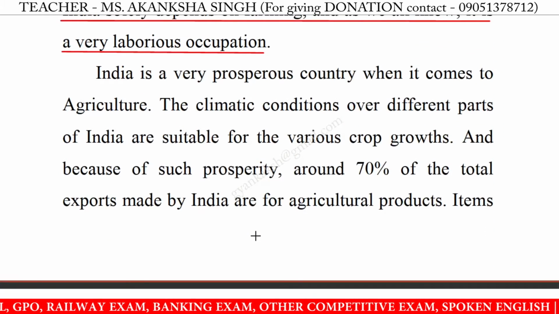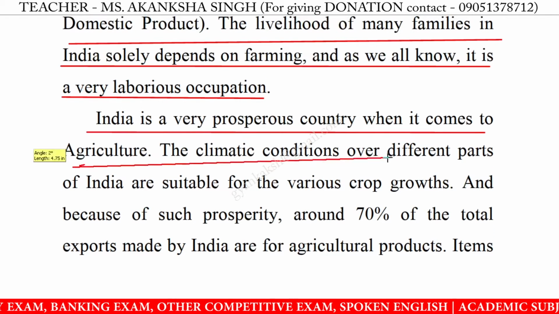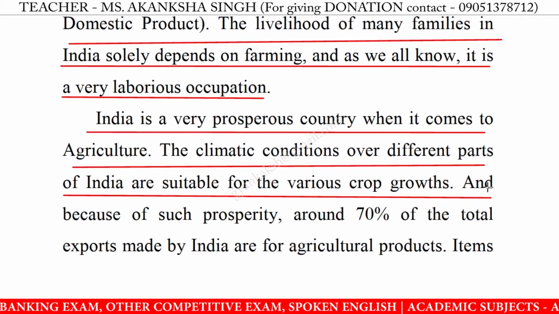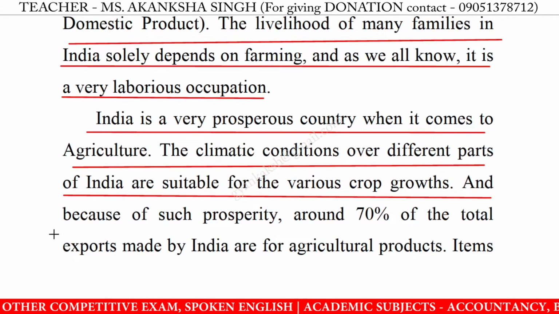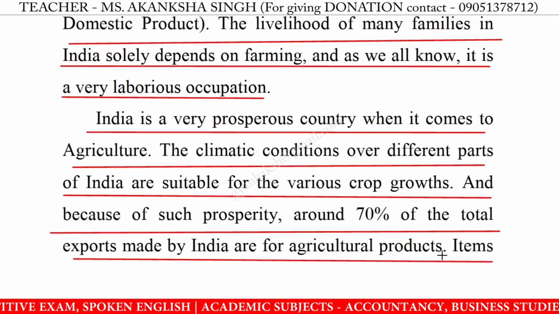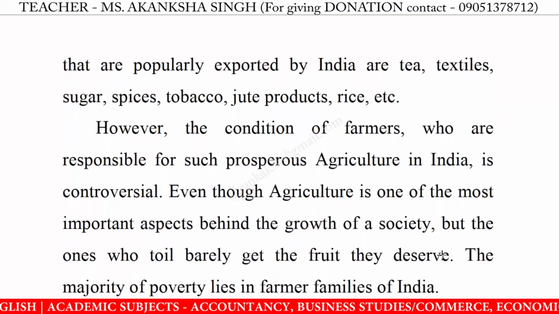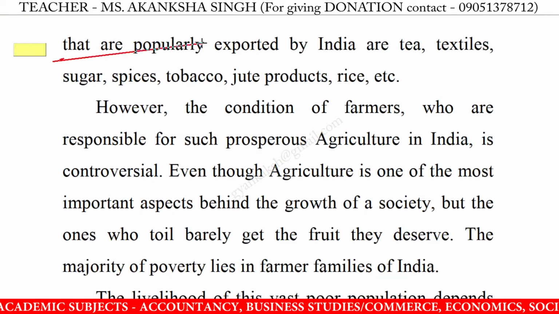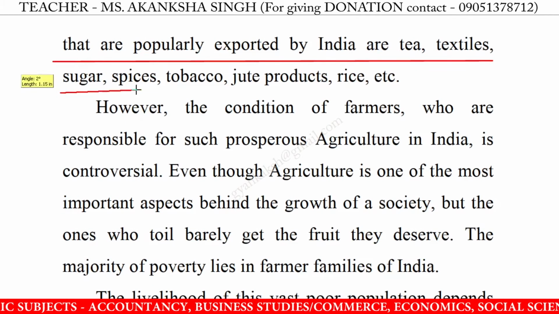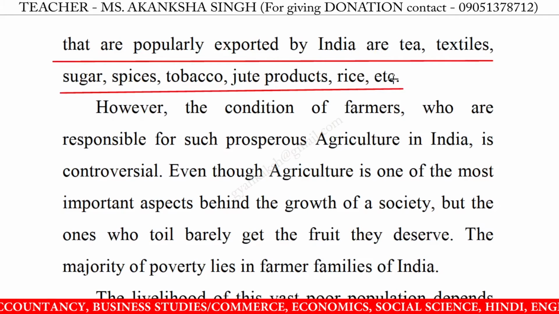India is a very prosperous country when it comes to agriculture. The climatic conditions over different parts of India are suitable for various crop growths, and because of such prosperity, around 70% of the total exports made by India are agricultural products. Items that are popularly exported by India are tea, textiles, sugar, spices, tobacco, jute products, rice, etc.